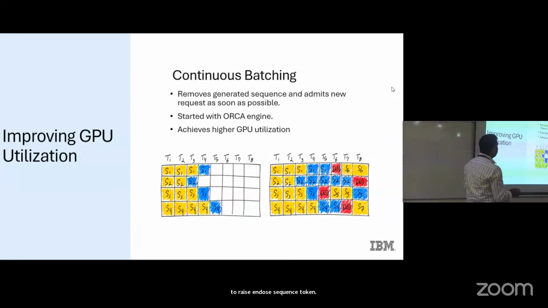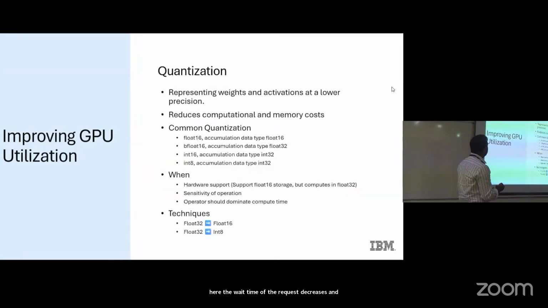In the continuous batching technique, it's a token-to-token decode, where as soon as a request reaches end of sequence, you take it out, and if you can fit another request, you do that. So that is what is happening here. As soon as S3 was completed at T5, you inserted S5 here for a new decode. So the wait time of the requests decreases, and it gives you better throughput, lower latency, all the interesting things you want.